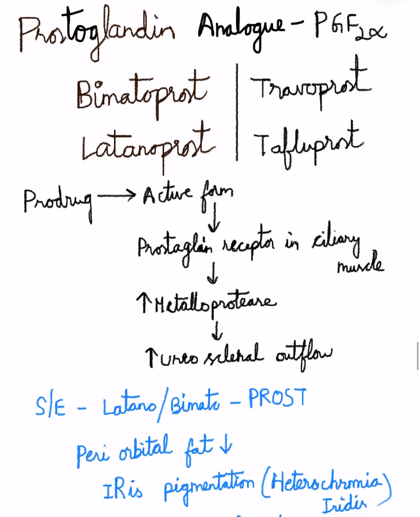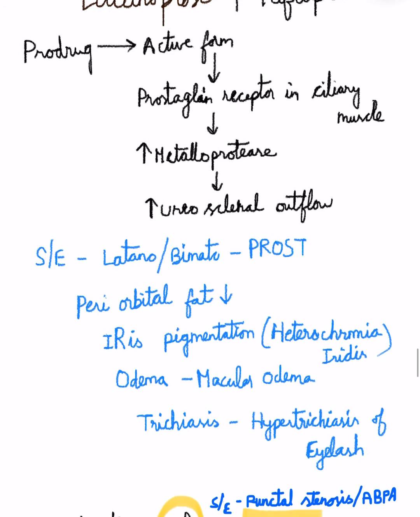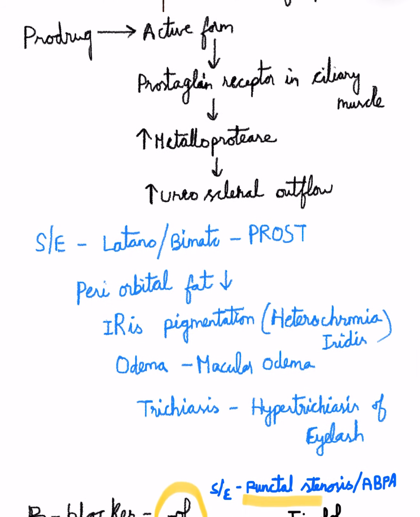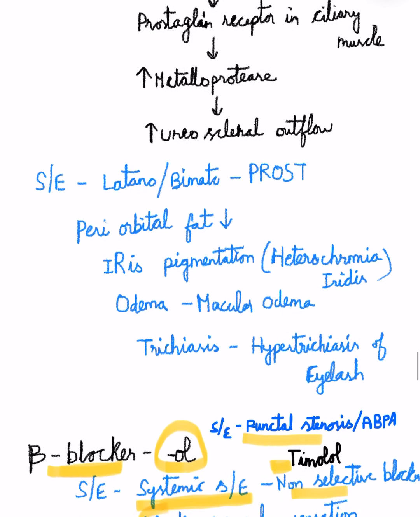But we have some side effects concerned with these prostaglandin analogs, and this can be remembered with a mnemonic as PROST, that is latanoprost and bimatoprost. Here P stands for periorbital fat getting decreased, and R stands for iris pigmentation. The patient will have different colored irises, called heterochromia iridis. And O stands for edema, the macular edema. And T stands for trichiasis. Trichiasis means increased number of hairs in the eyelashes.